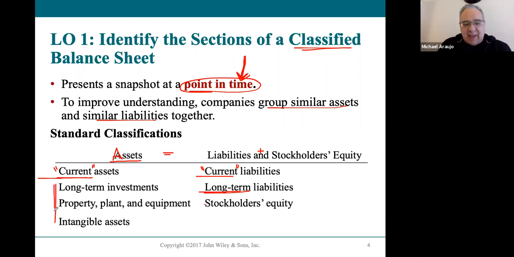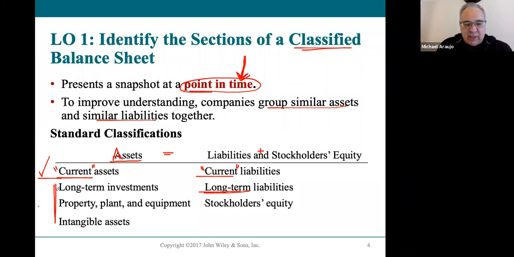There are lots of assets, and even though there are lots of long-term assets, we have to classify or group them based on what they are and what they do. So let's focus on the assets for a moment. All companies, by the way, every single company, has current assets. No ifs, ands, or buts about it.